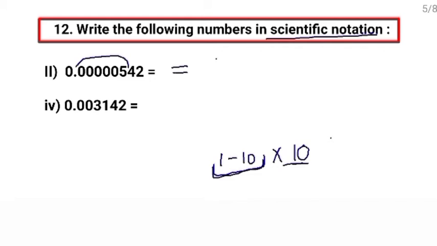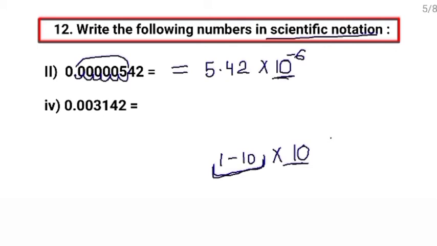So now the point will be here, 5.42, and this number is between 1 and 10. Clear? Students, if you have observed here, how many places we have shifted the decimal? Let's check it. 1, 2, 3, 4, 5, 6. 6 places we have shifted the decimal. So we will write here 10 raised to the power minus 6.